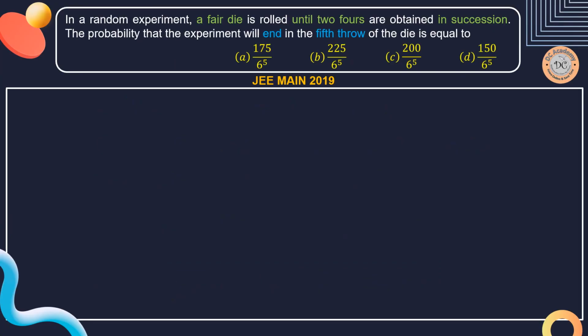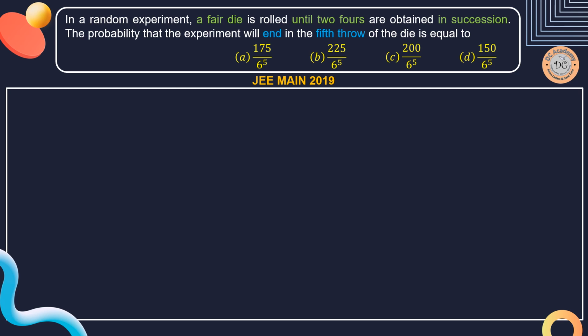So here we have a random experiment. What is a random experiment? We know that a random experiment is a kind of experiment whose outputs are well known a priori, but we don't know what will happen at that particular instant. That's called a random experiment. Now, when a fair die is thrown here, right?